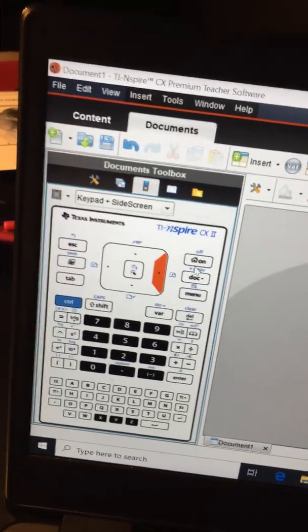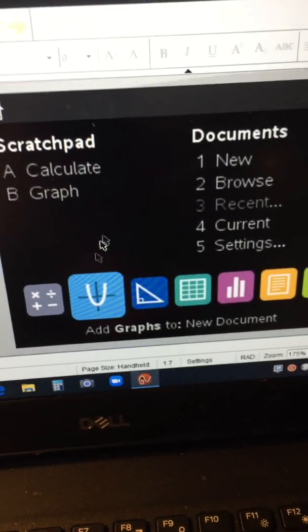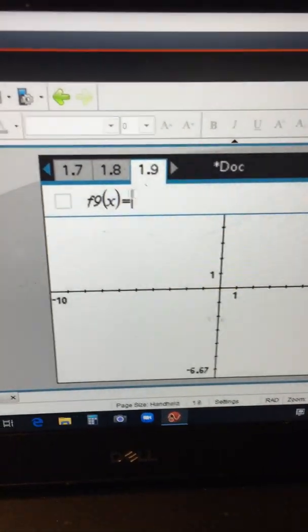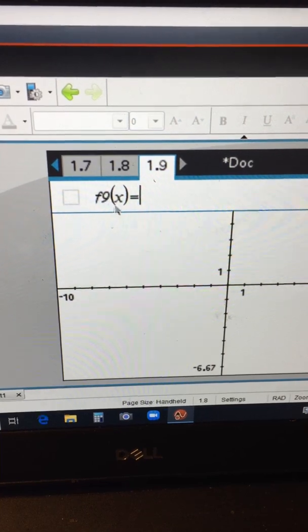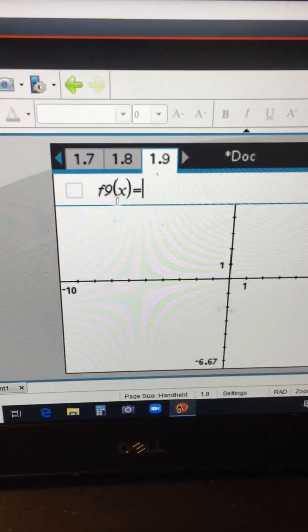Go back to home, go hit the graph icon, and now you've got a blank to put this equation in. This already says that f of x equals is your y equals. So, you're just typing in the right-hand side of the equation. So, go do that one, pause the video.